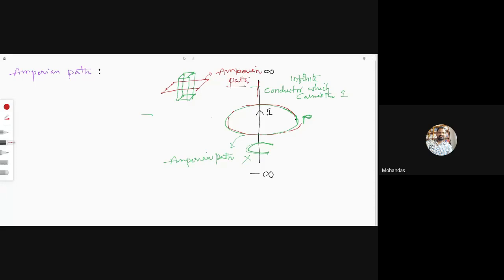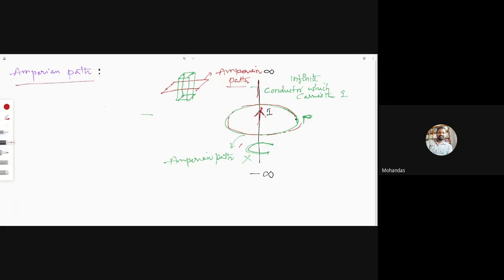Okay. Now, what is the Amperian path? It is a closed path which is to be selected at a field point, and it completely encloses the current distribution. Current distribution here is nothing but current flowing through the cylindrical conductor. That is called an Amperian path.